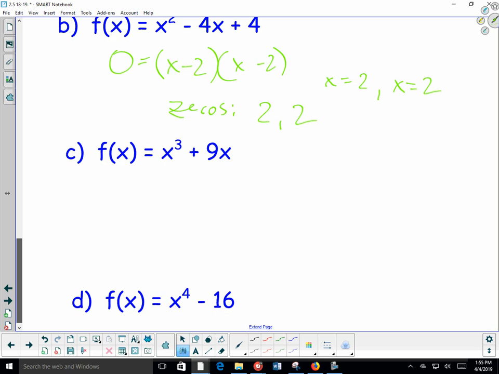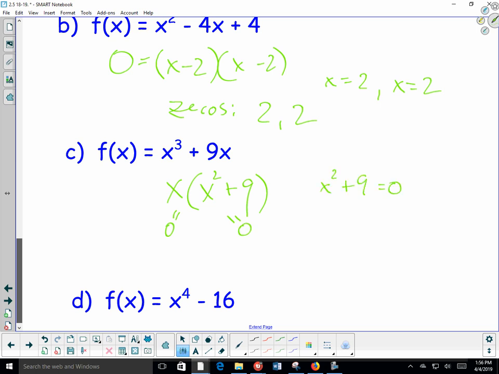We've got x cubed plus 9x. How are we going to find the zeros there? Casey? You factor out an x, so x equals 0. The parentheses would be x squared plus 9. Then you would do x squared plus 9 equals 0.